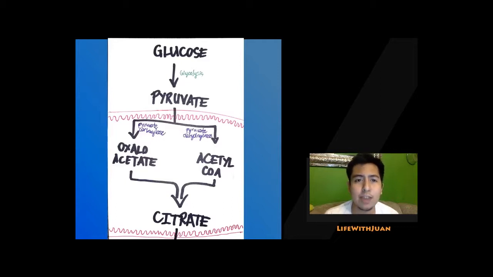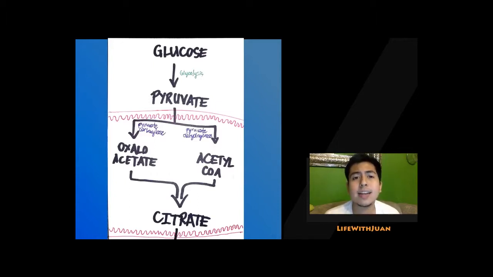converted into pyruvate. Pyruvate is then shuttled into your mitochondria via carnitine, right? And then via either pyruvate carboxylase or pyruvate dehydrogenase, it's converted into either oxaloacetate or acetyl-CoA. Now, you remember that malonyl-CoA is formed from acetyl-CoA. However, it has to be outside the mitochondria. So we need to find a way to get oxaloacetate and acetyl-CoA back into your cytoplasm. And how do you do that?